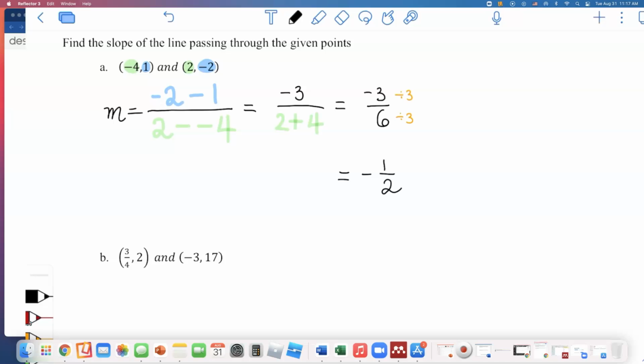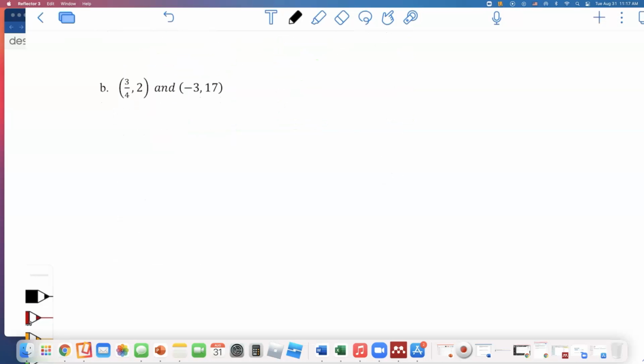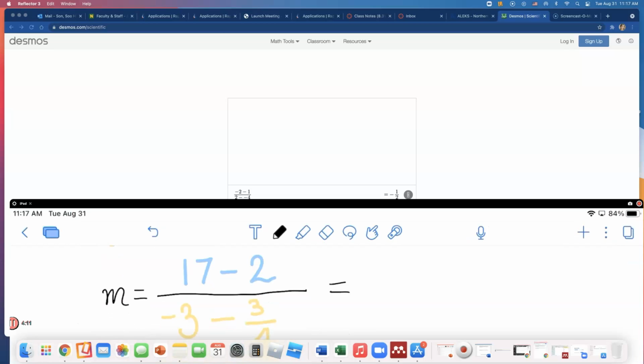I think I'm going to use a calculator for that fraction one. But the rule's still the same. You subtract the y's and put that on top. I'm going to circle or highlight the y values. The y values are 17 and 2. The y values are the numbers that come after the comma, right? So on top of the fraction, do 17 minus 2. In the bottom of the fraction, you're going to have to do -3 minus the other x value, 3 over 4. I'll go ahead and use the scientific calculator I have right here.